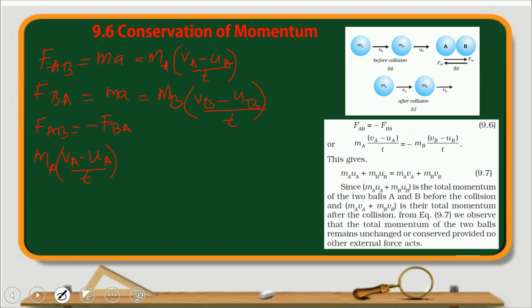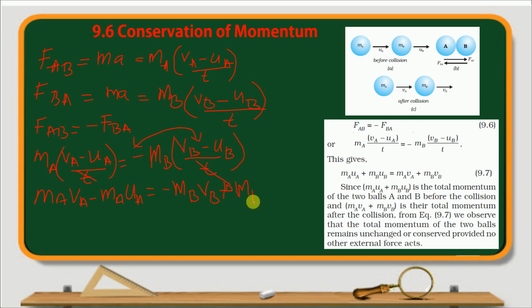T. Correct? Is equal to minus, because the sign is opposite in direction. MB into VB minus UB upon T. Correct? Multiplying T on both the sides, so T and T will cancel. Now MA is multiplying inside, so MA VA minus MA UA is equal to minus MB VB plus MB VB, because minus into minus is plus.